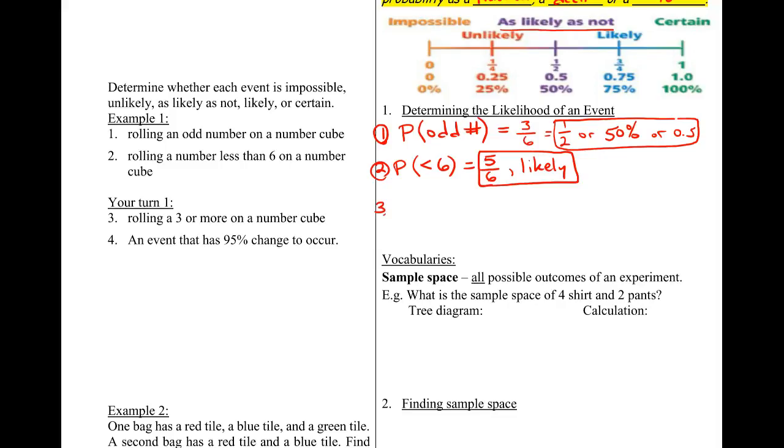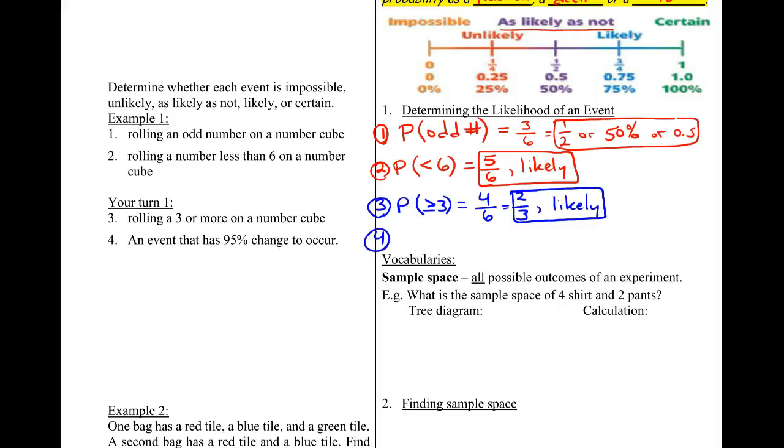Okay, so 3, actually I'll do this in a different color. Probability of rolling a 3 or more on a number cube. Probability of, which is greater than or equal to 3. There are 4 numbers that are greater than or equal to 3 out of 6. That's 2/3. And that's probably closer to likely to happen. You're probably likely to roll a 3 or greater on a dice.